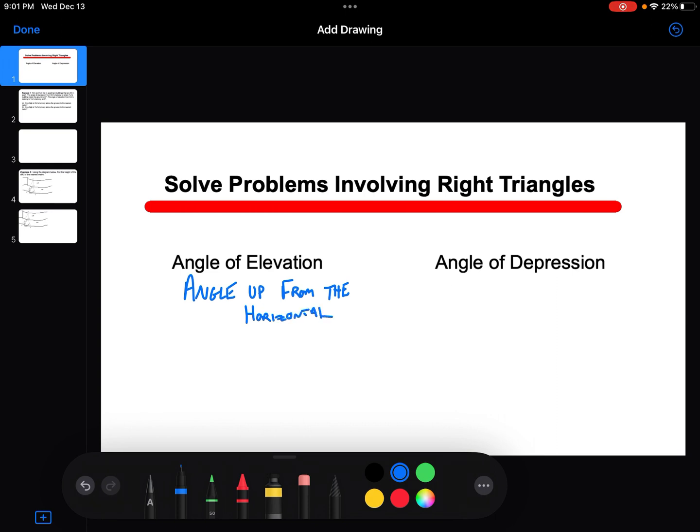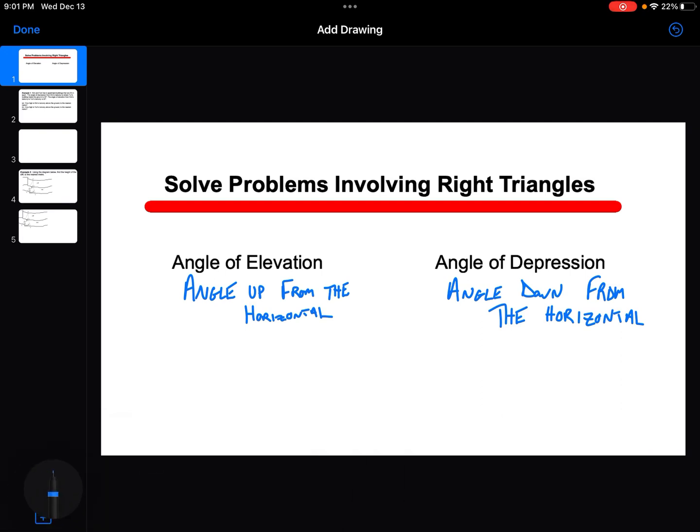And depression is the angle, wow, that's terrible writing, angle down from the horizontal. So when we're looking at these, we always have to start out by finding our reference point. A lot of the times the reference point for the angle of elevation is just the ground. So we already have a horizontal, so there's our angle.